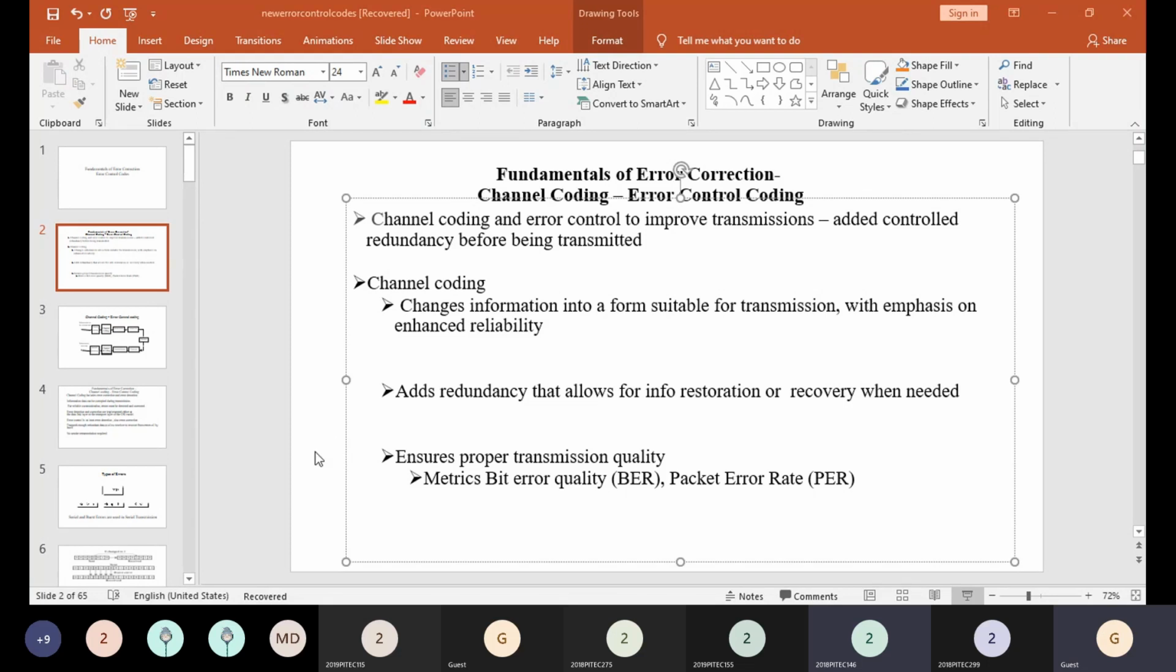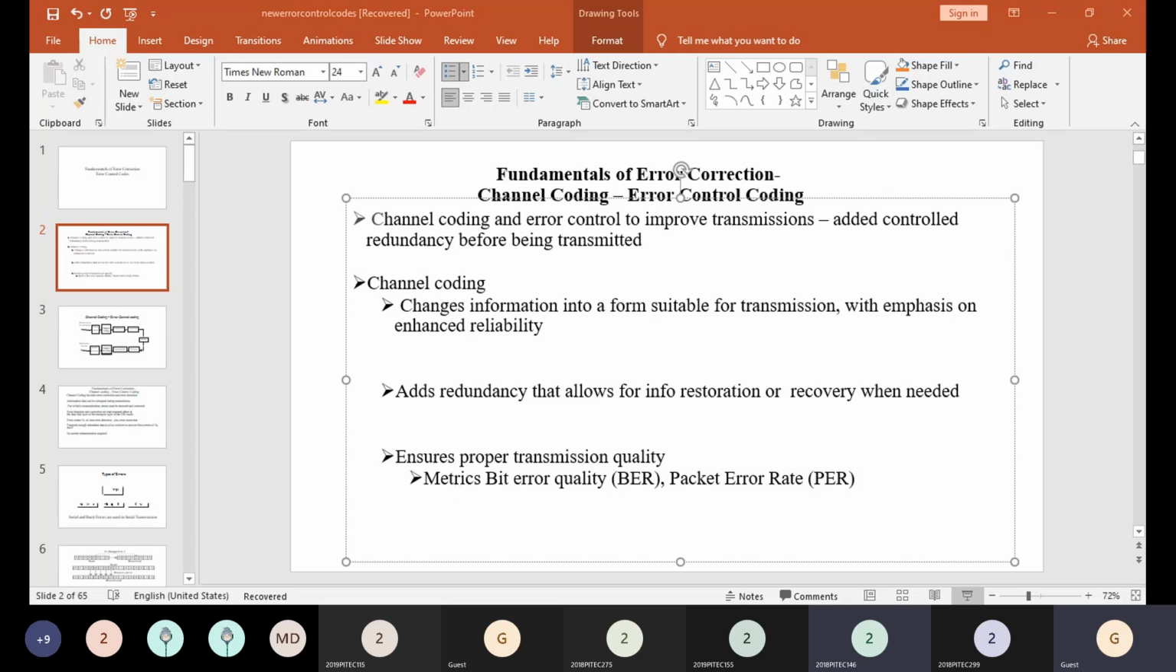It ensures proper transmission quality. For transmission quality, the main metrics are bit error rate, if you look into the physical layer channel conditions, or the packet error rate, PER. Bit error rate is with respect to the physical layer terminology, and packet error rate is with respect to the network layer terminology.